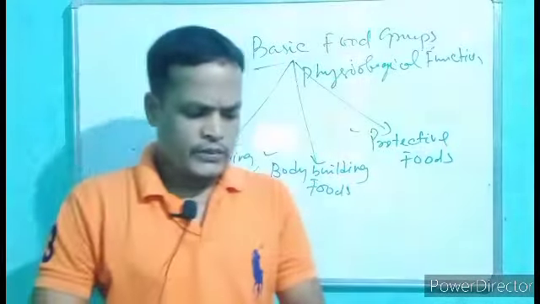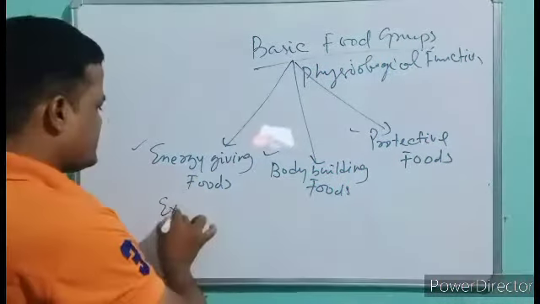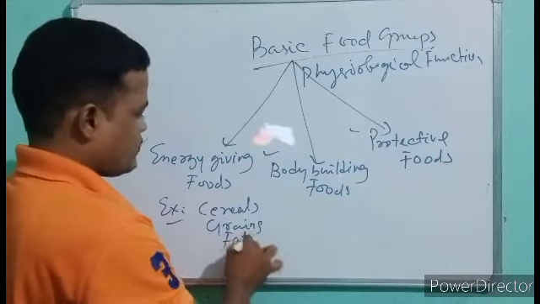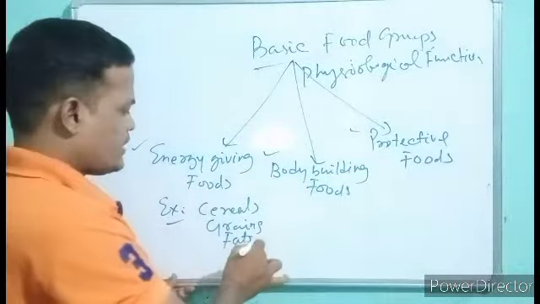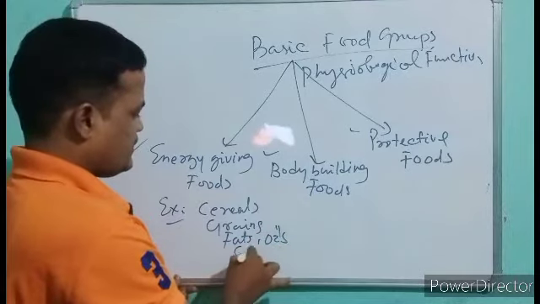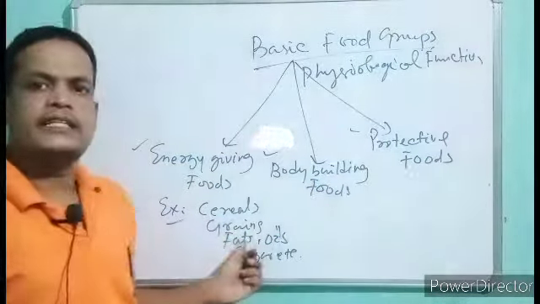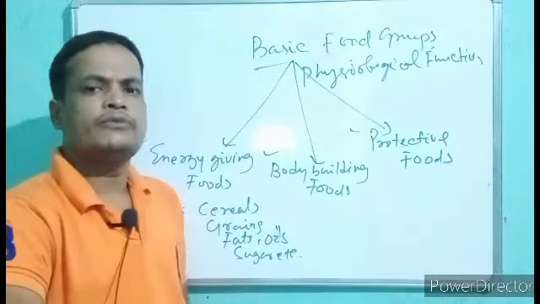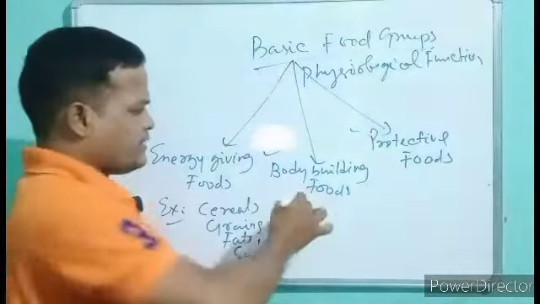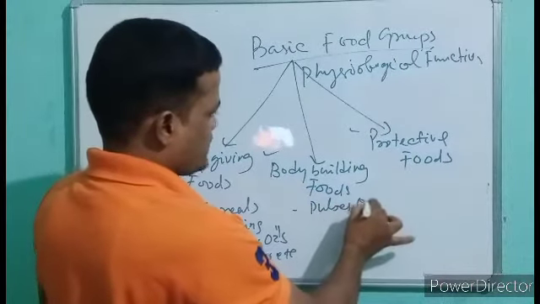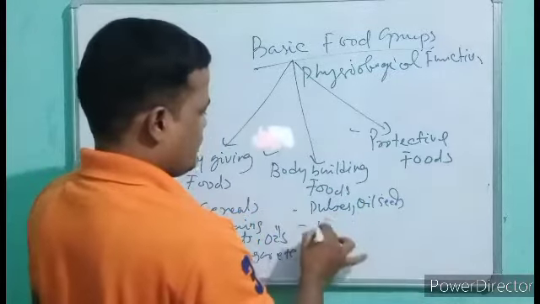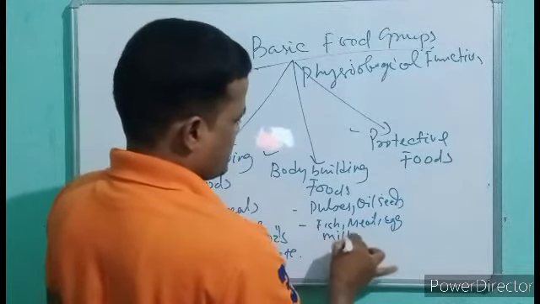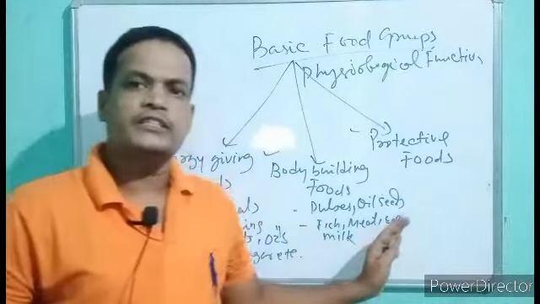In energy giving foods, we can write examples: cereals, grains, fats, oils, sugar. Cereals, grains, fats, sugar, oils come under the category of energy giving foods. All the energy provided to the body comes from these groups. Next, bodybuilding foods. These are the pulses, oil seeds, fish, meat, egg, milk, and all the other poultry products.